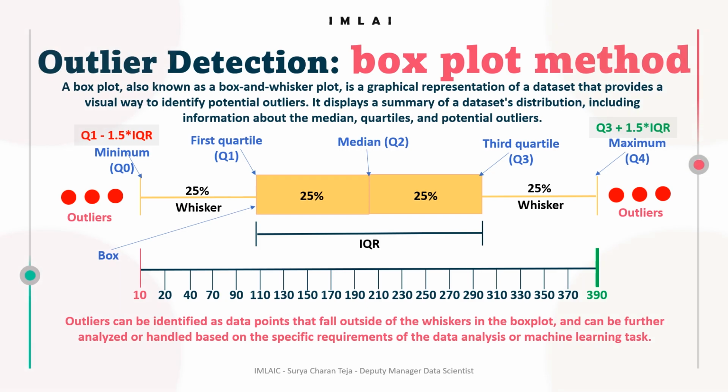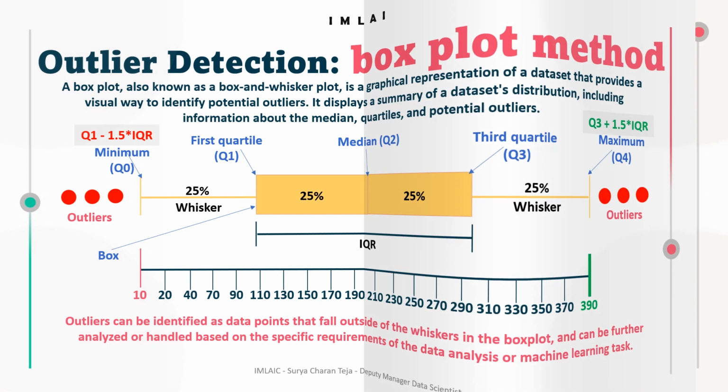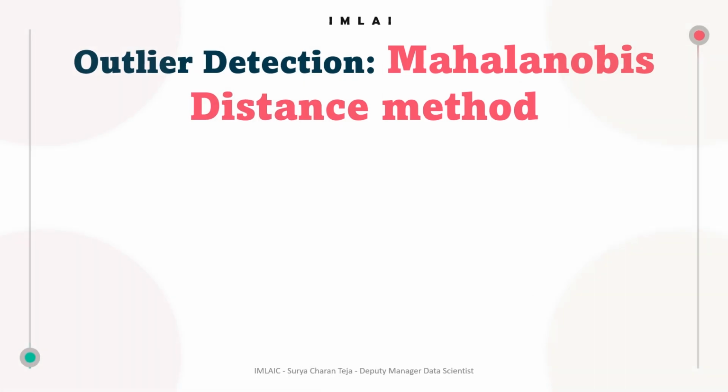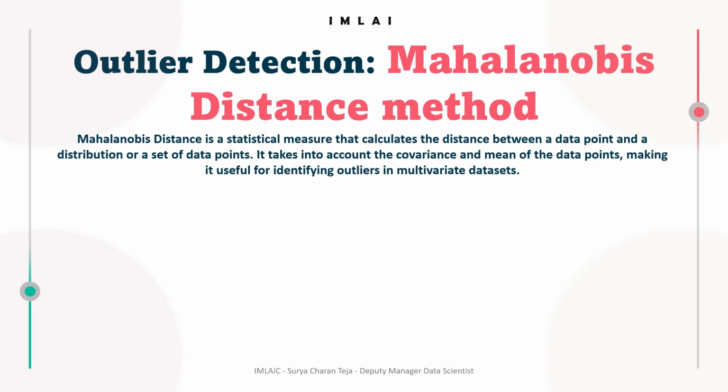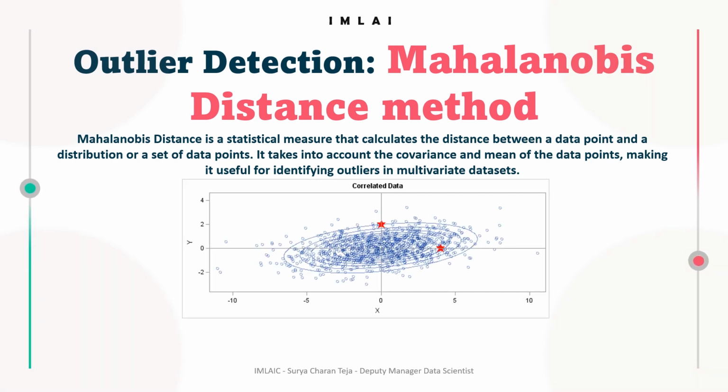Now let's look into the final technique to detect outliers, that is Mahalanobis distance method. So Mahalanobis distance is a statistic measure that calculates the distance between a data point and a distribution or a set of data points. It takes into account the covariance and mean of the data points, making it useful for identifying outliers in multivariate dataset. Here we have multivariate dataset.